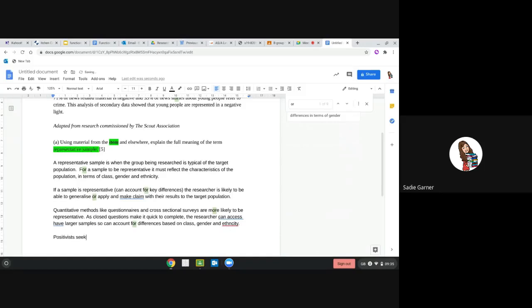Positivists seek large representative samples as they are a macro approach and seek to establish patterns and trends within society. Representative samples are needed to establish these trends.